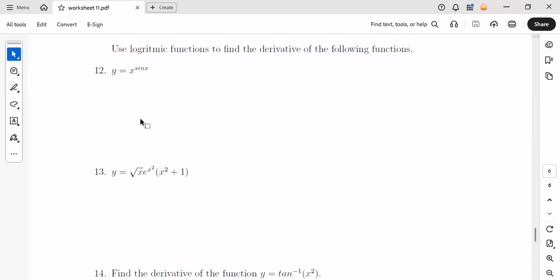Use logarithmic functions to find the derivative of the following function. So this one is a function to the power of a function. As we talked in the lecture, we would take ln of both sides. So ln of y equals ln of x to the power sine of x.